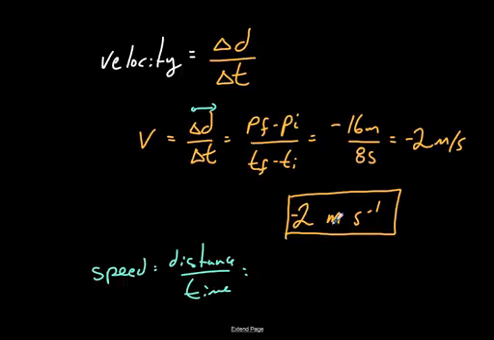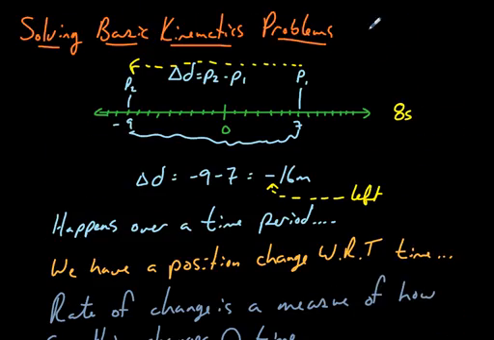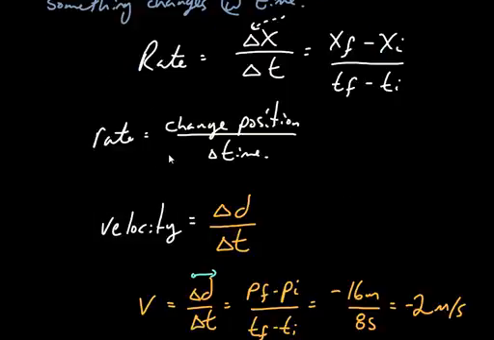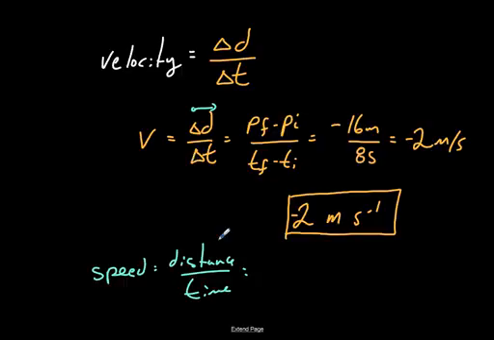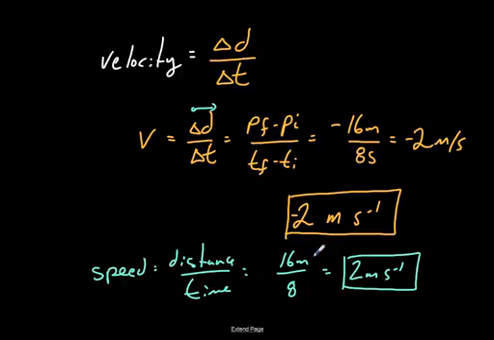Okay, so the distance here, well, the distance is just that. It's negative 16, right? Sorry, it's not negative 16. It's just 16, right? It's just 16. There's no such thing as a negative distance over 8. We get that it's 2 meters per second, okay? Distance can never be negative, so speed can never be negative. Velocity can be negative because it's a vector and it's indicating what direction it's traveling in, okay?